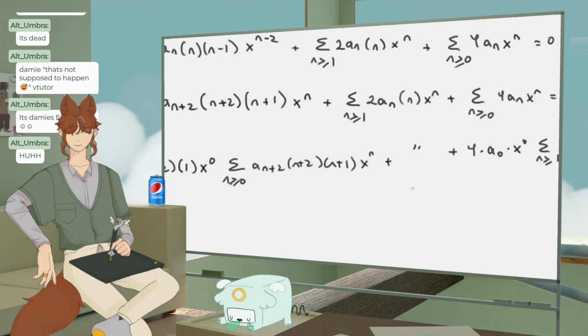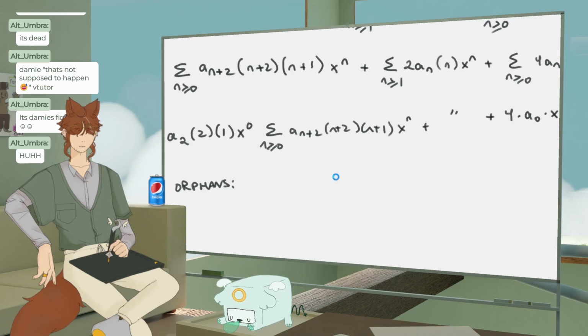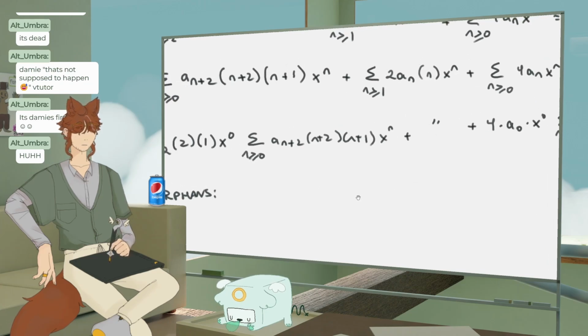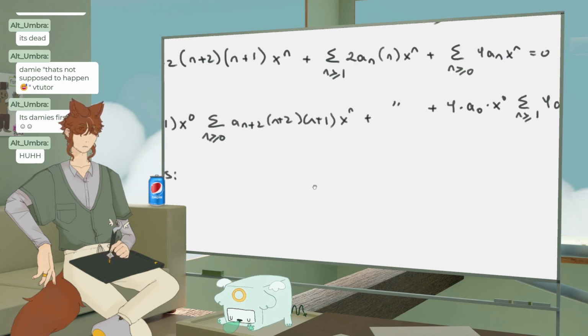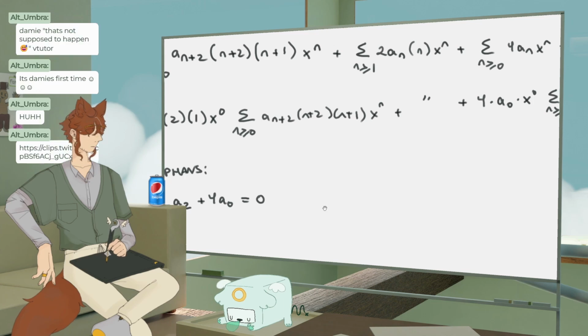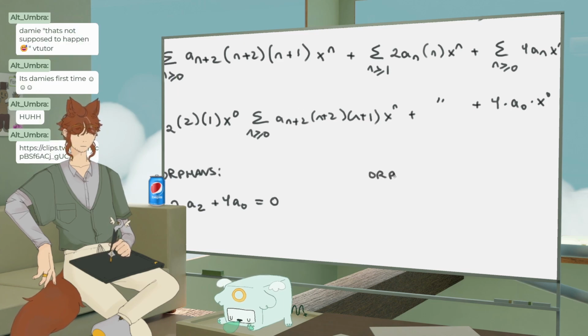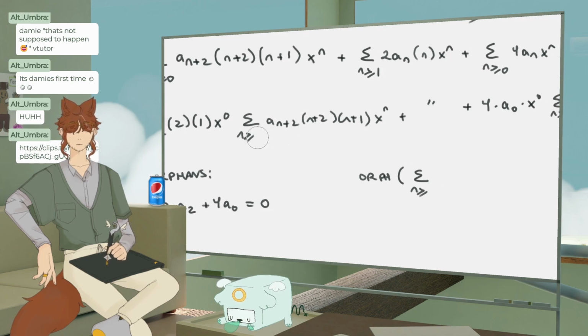So now, what we want to do is split the orphans and the other stuff. When we factor this out, we're going to be able to factor out all of the orphan terms. So it'll be 2a2 plus 4a0, and that has to equal 0. So essentially we get something like orphans times the sum of n, in this case, it's 1.